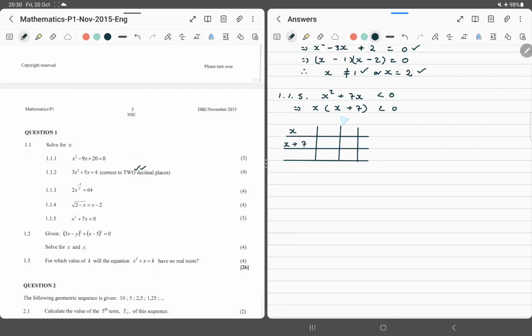Alright, so the critical values, when we solve here, we get 0 and -7. So always put them in ascending order.